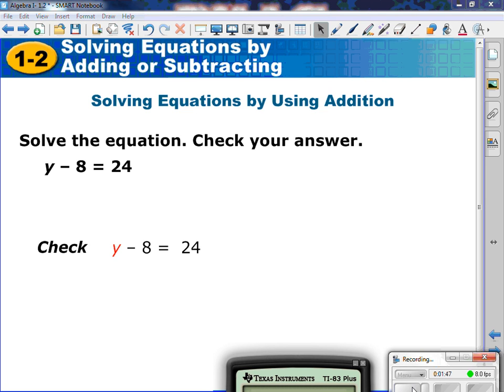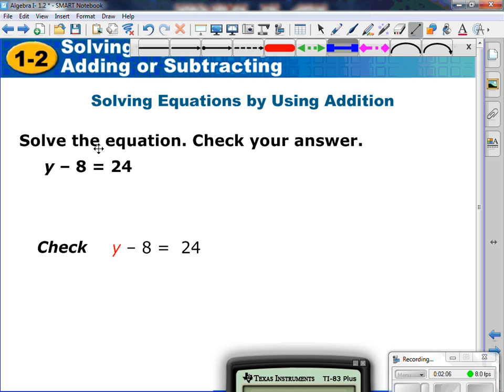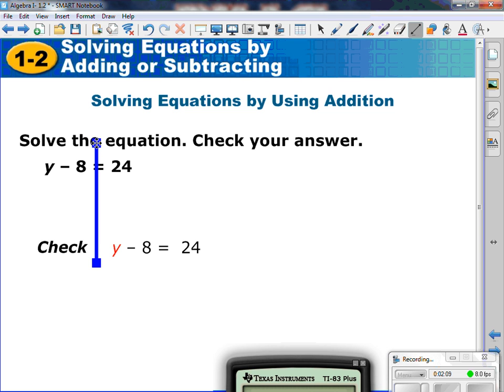Here's an example. We have y minus 8 equals 24. Whenever we're solving equations, first thing we want to do is find the variable. Now, this equal sign is like a giant wall. It cuts the problem into two pieces. There's a left half and a right half. I know that this piece right here has to equal 24 to keep it balanced. But the thing is, I don't know how big y is.